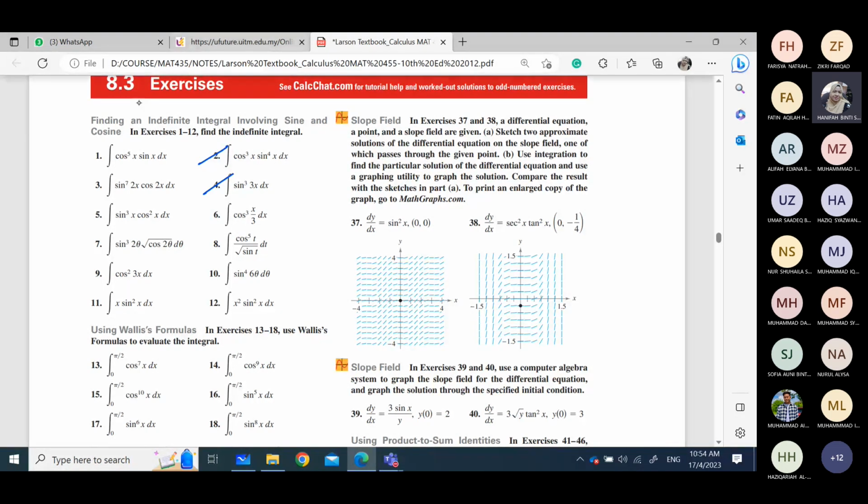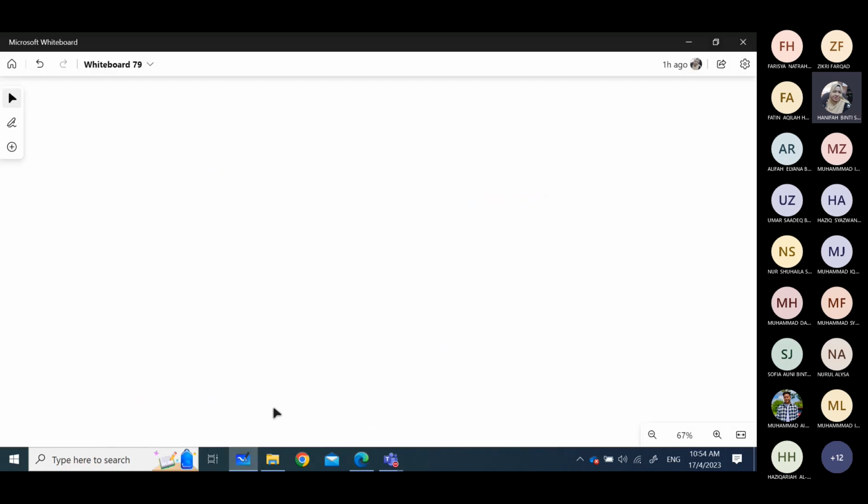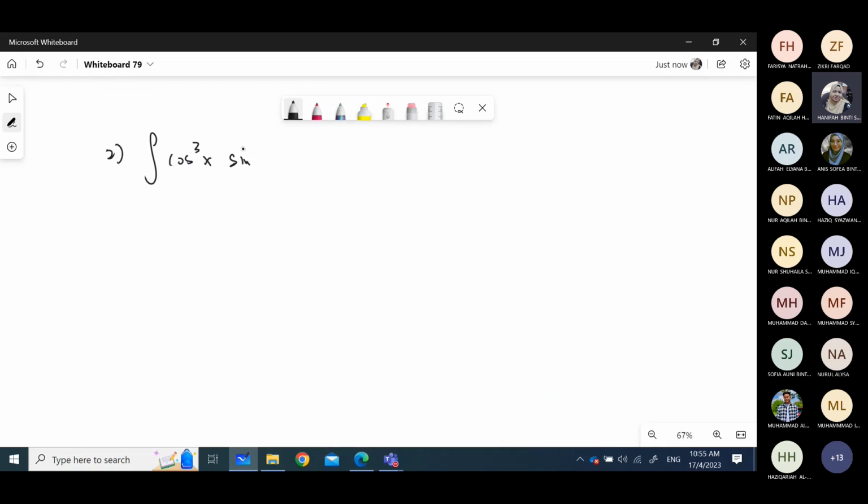Based on this integral, we identified that it involves powers of sine and cosine. So solution, number 2. Here we have the integral of cosine cubed x multiplied by sine to the power of 4 x, with respect to x.